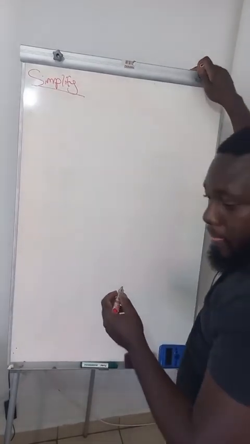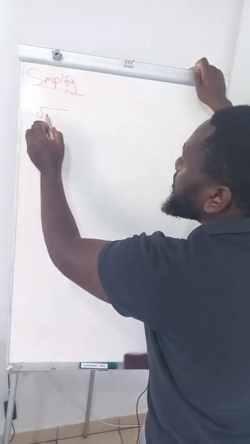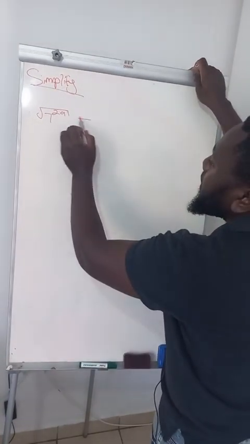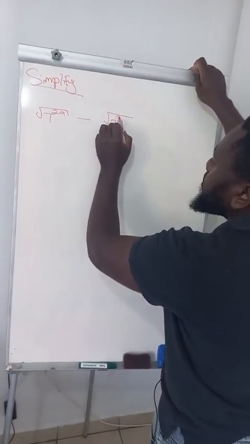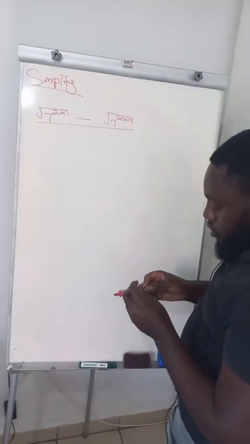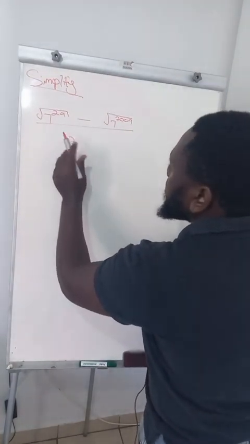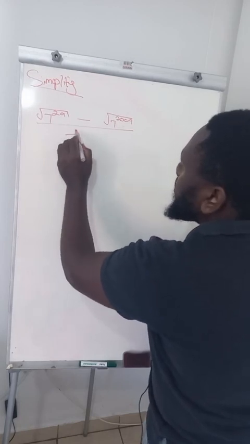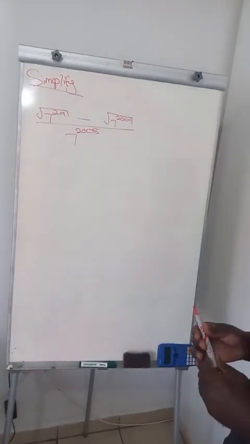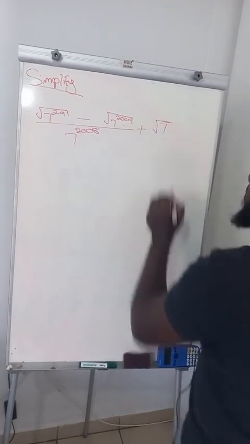So you will have the square root of 7 to the power of 2011, minus the square root of 7 to the power of 2009, and then all divided by 7 to the power of 2008, and then there's also an addition of the square root of 7.